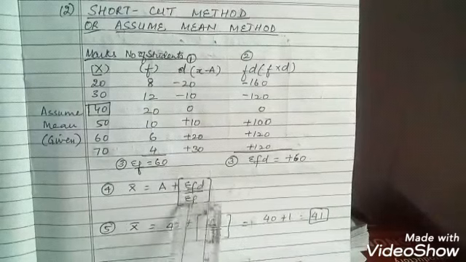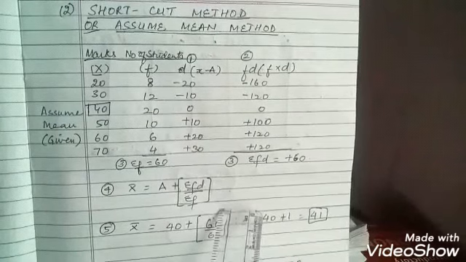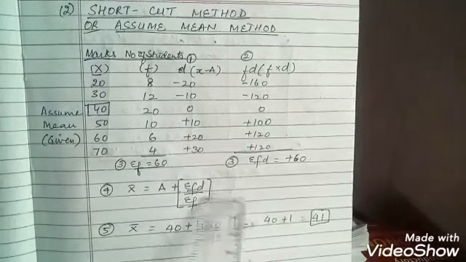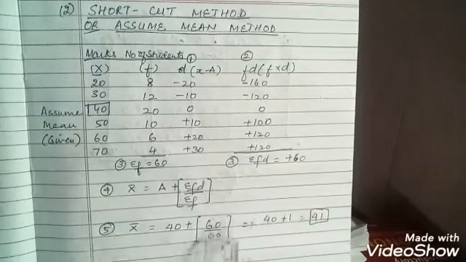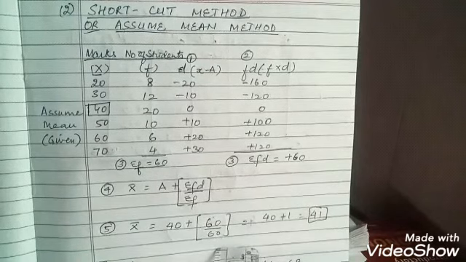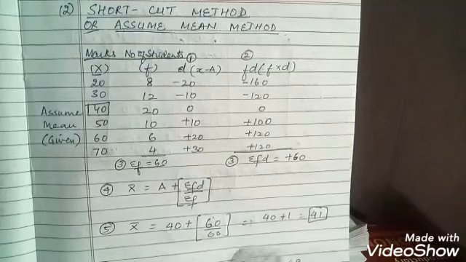As I always told you, solve this in this particular bracket itself. Whatever its answer comes, whether in decimals or whole number, you will add it to a. Posting the values, a is 40, sigma fd is 60 and your sigma f is 60. So 40 plus 1 is 41.